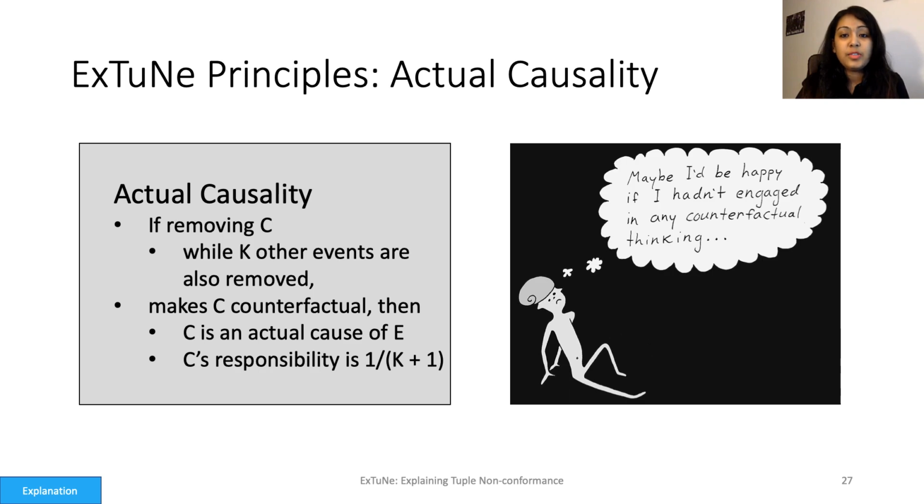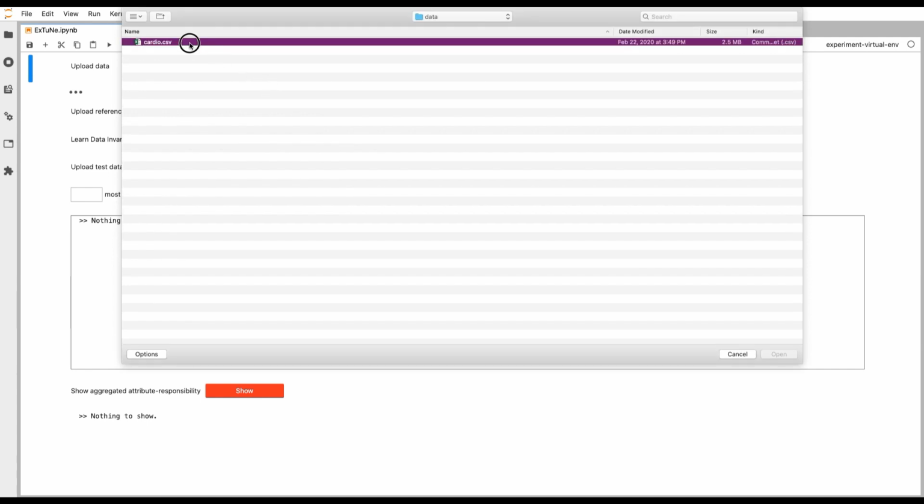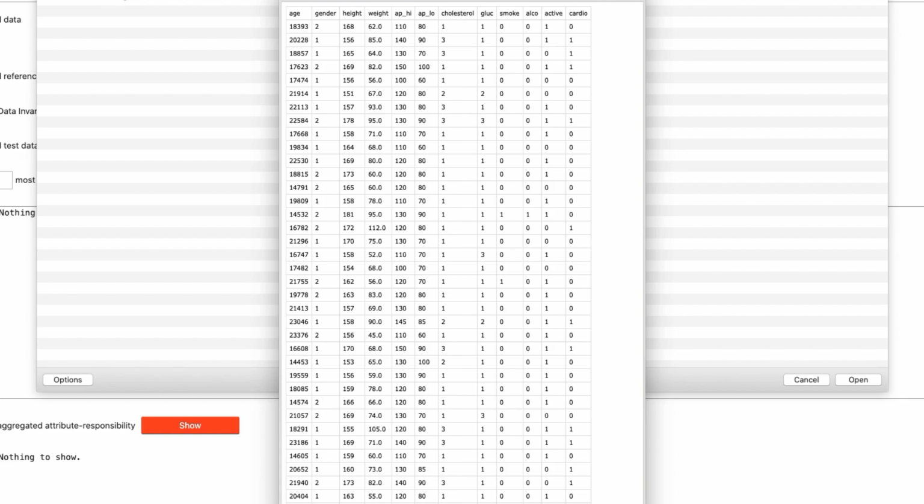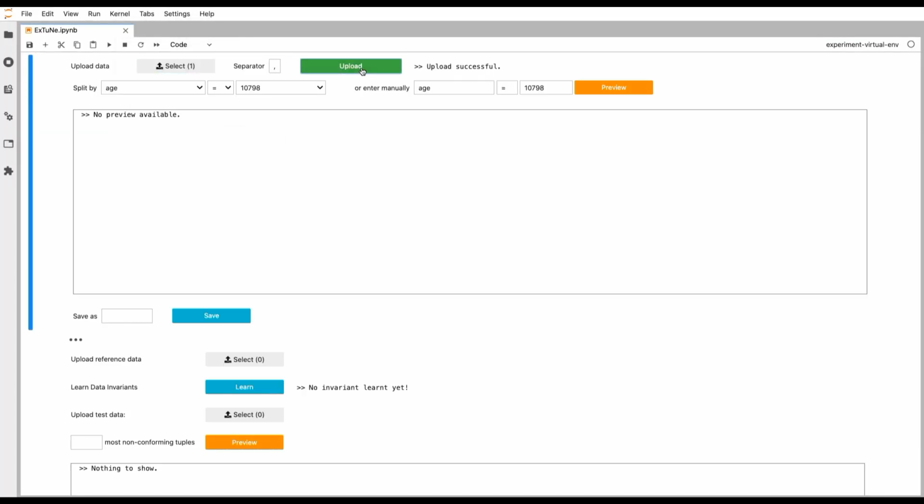I will now proceed to demonstrate ExTuNe. So let's get started with the demo. ExTuNe's interface is built within a Jupyter notebook. At first, I am going to upload the dataset. I am selecting the cardio dataset, which contains information about people and whether they have cardiovascular disease or not. The dataset is now uploaded.